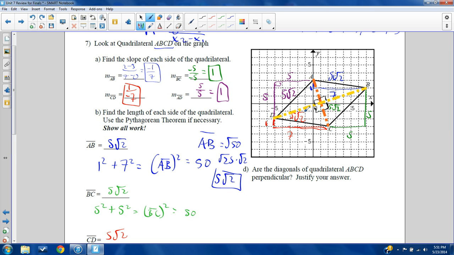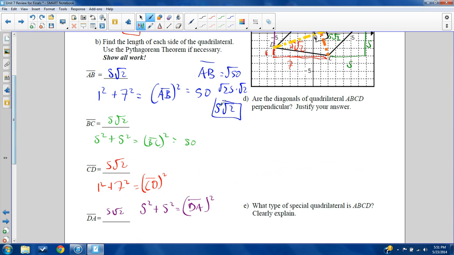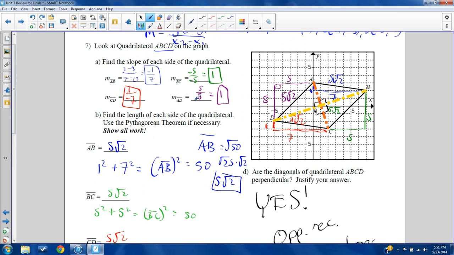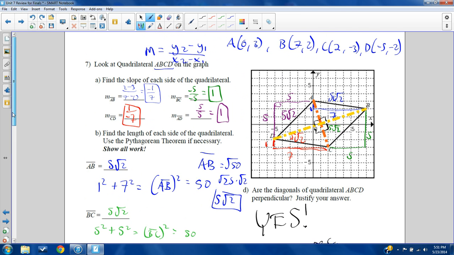So the question, are the diagonals of quadrilateral ABCD perpendicular? Yes. Why? Opposite reciprocals. You can put check slopes, whatever it is. As long as you determine and show me somewhere what those slopes are, I think you're in the clear. So we do have opposite reciprocal slopes there, so the diagonals are perpendicular.